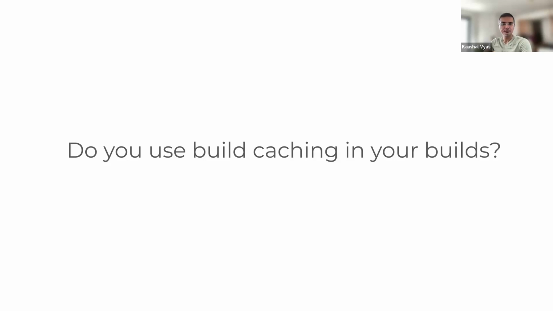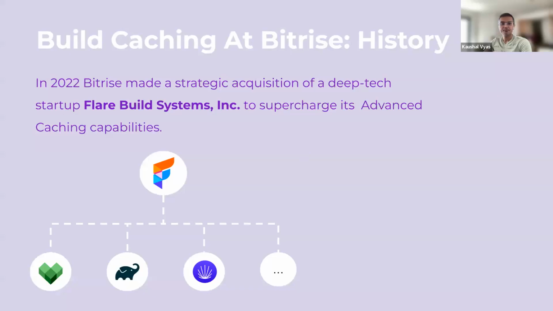So I'll quickly share some context on build caching and Bitrise, and that will hopefully help set the stage for what you'll see next. Bitrise offers a native build caching capability. Just to share a little more context on this, in 2022, so last year, Bitrise acquired a company called Flare Build Systems, which in a way supercharged our build caching capabilities. And Flare supports build caching across many of these latest advanced build systems, whether it's Gradle, Tuist, or Bazel, and what have you.